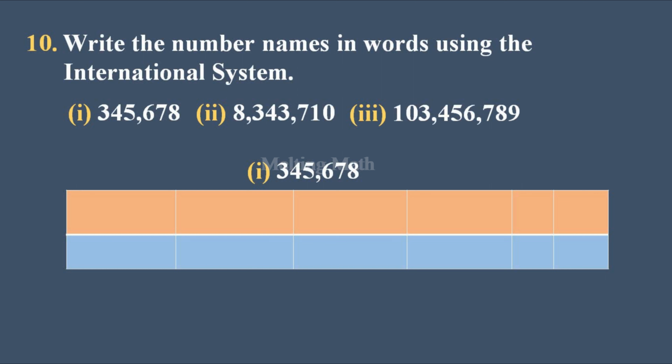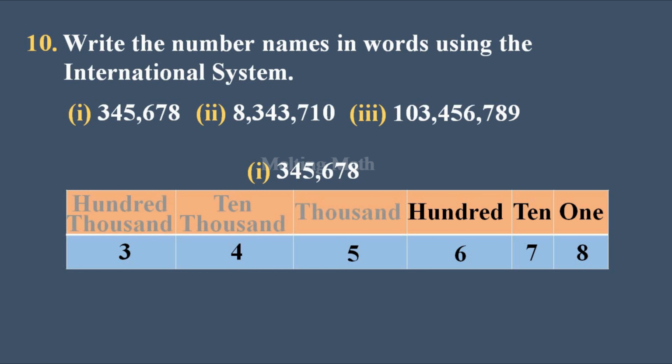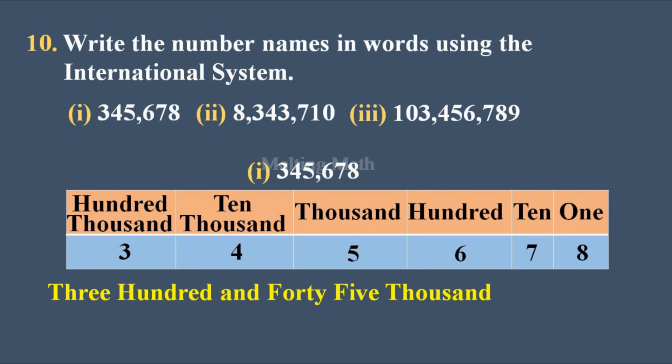Then write the places of each digit according to the international system. We know the last digit 8 is in the ones place, next digit 7 is in the tens place, next digit 6 is in the hundreds place, next digit 5 is in the thousands place, next digit 4 is in the 10,000s place, next digit 3 is in the 100,000s place. Now we wrote the places of each digit. Then we can easily write this number into words by using the periods of the international system. Here 100,000, 10,000 and thousands come under the thousands period, so here 345 is there, so just write 345,000.